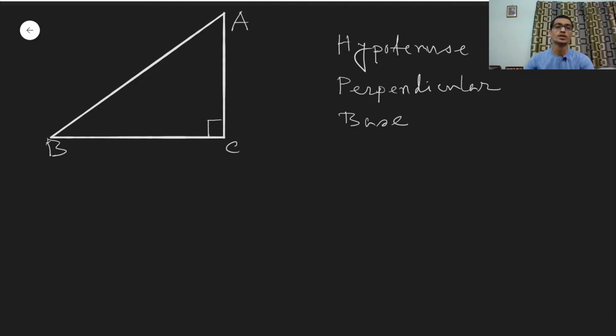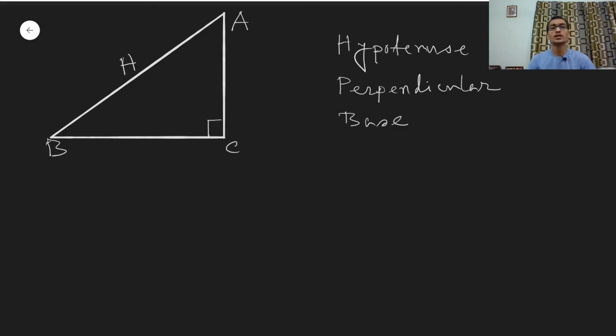So here hypotenuse is AB. But the question is, which one is perpendicular and which one is base? Some of you will say that here BC is base and AC is perpendicular. But the fact is that this is not true all the time. Sometimes it is true, but you cannot say that BC is always base and AC is always perpendicular. Actually, it depends on some facts. So now we will discuss those facts.